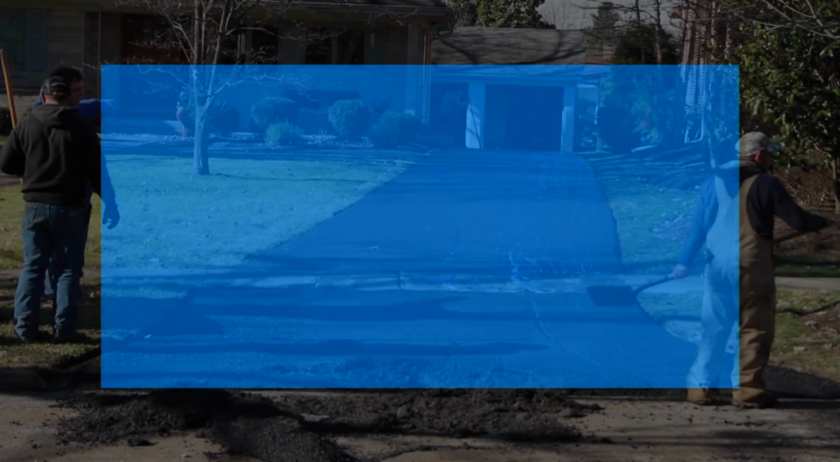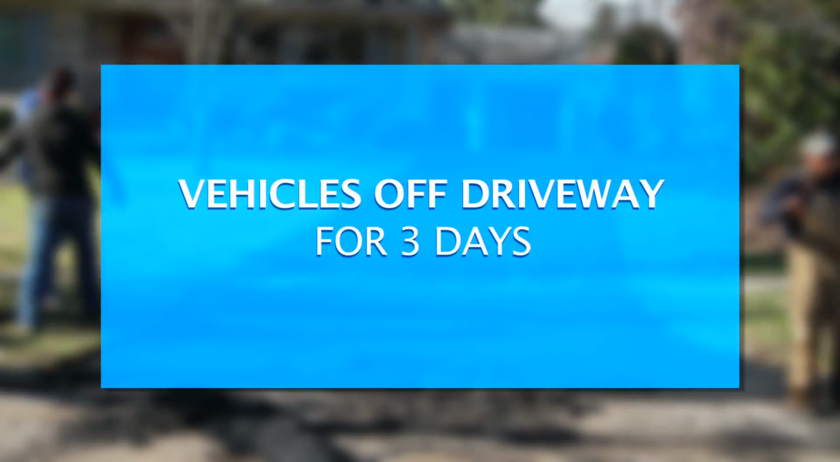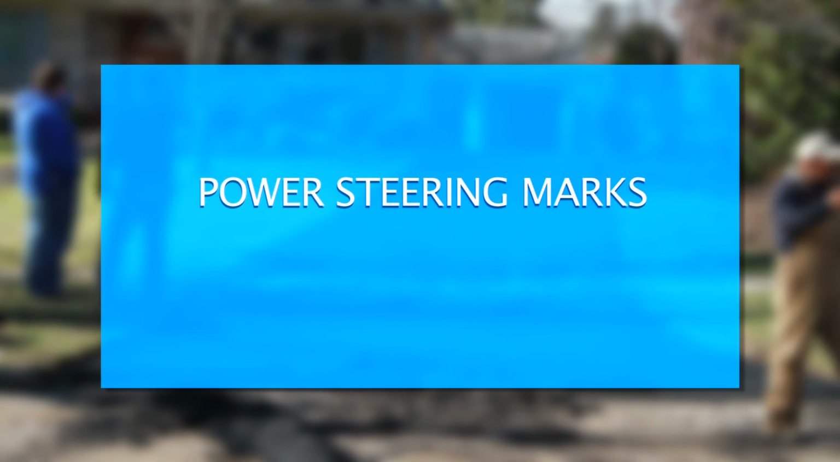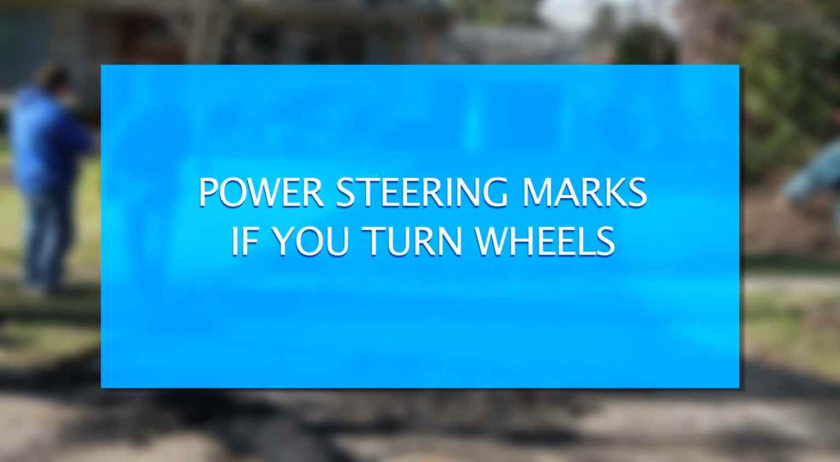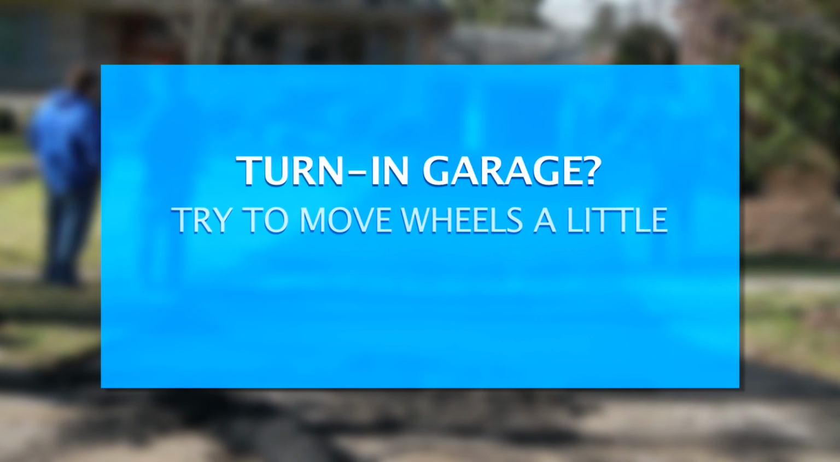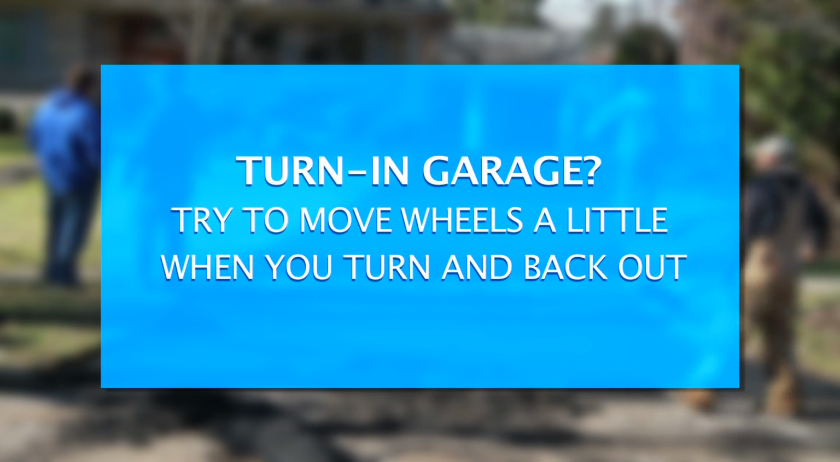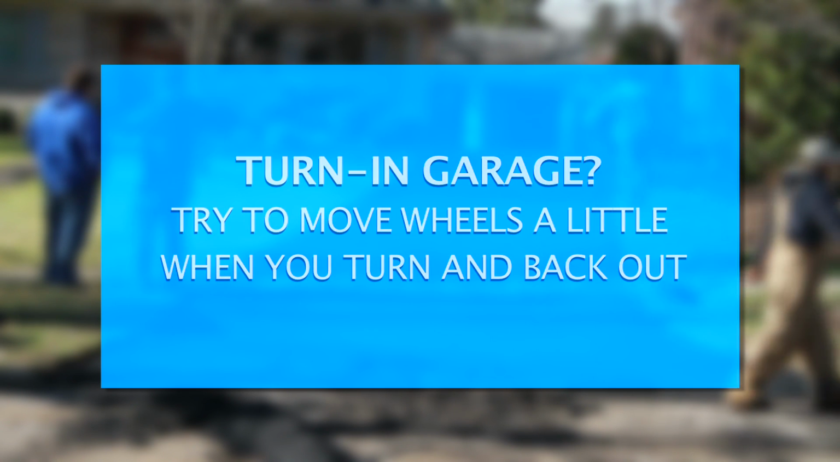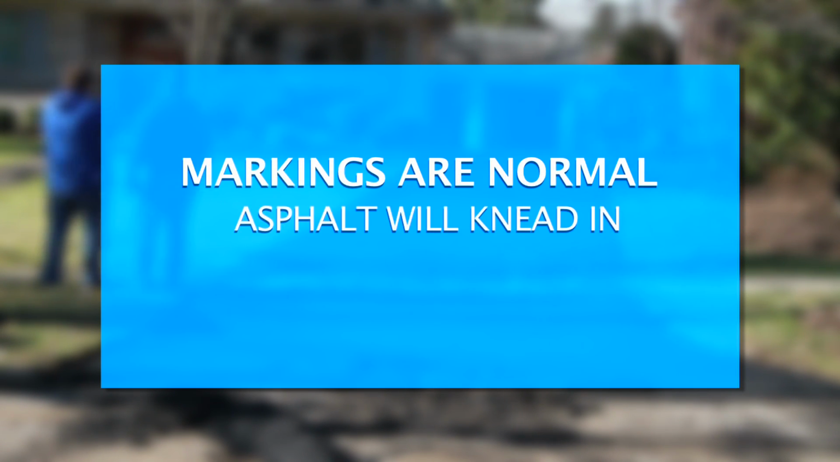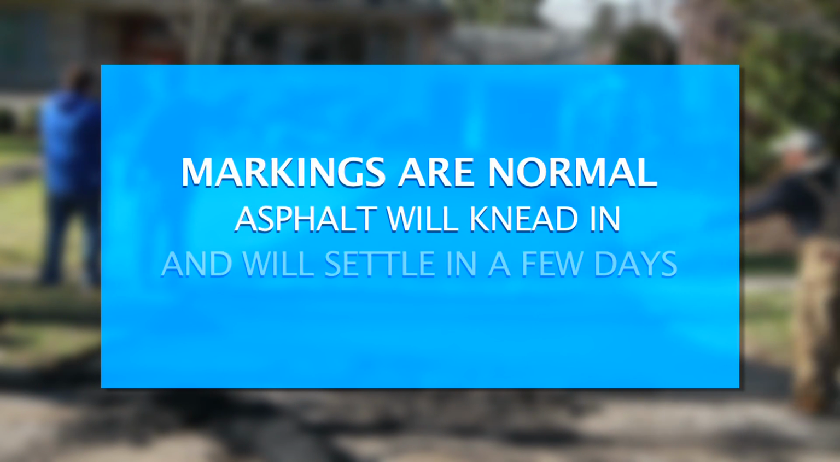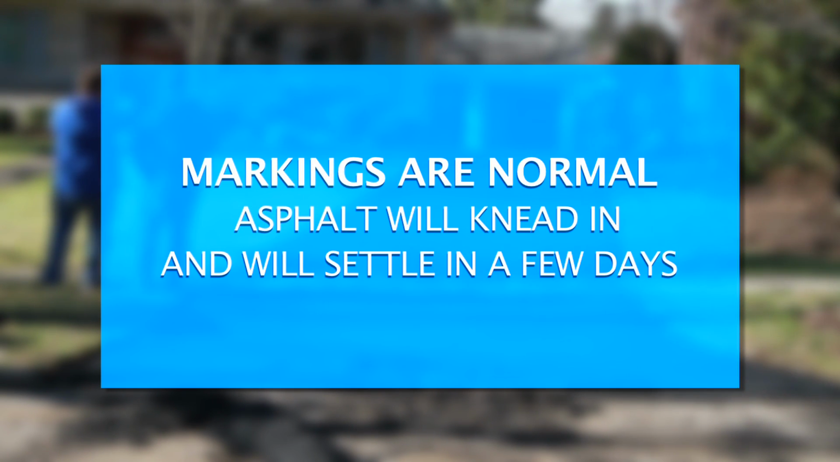Vehicles should be kept off the new asphalt for 3 days. You will get power steering marks in the asphalt for the summer if you turn your wheels while sitting still. Try to make sure you are moving a little when you turn your wheels while backing out of your garage, if you have a turn-in garage. This is normal and does not look good, but if it happens, the asphalt will knead itself back in and will look better after a few days of driving over the area.